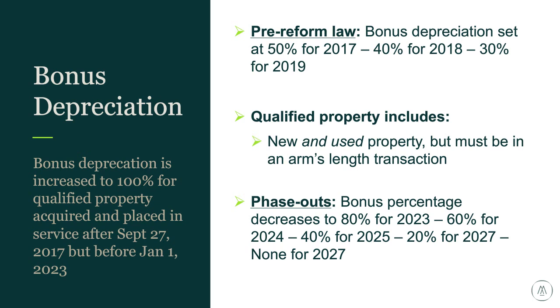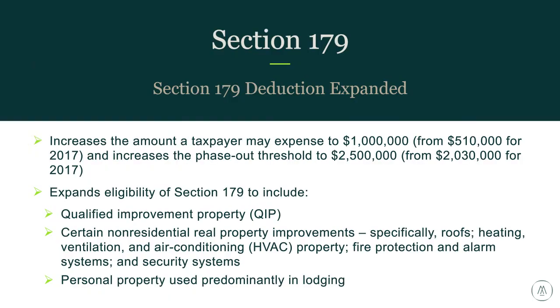The Section 179 deduction essentially allowed taxpayers who didn't put in service too much qualified property to write off 100% of the cost of the property in the first year. There were limitations to that. In 2017, the limit was $500,000 of expense as long as the qualified 179 property placed in service was below the $2 million threshold.